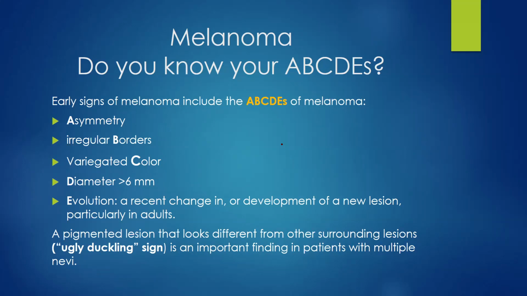melanoma. If the color is variable, or what they call variegated, that's more concerning for a melanoma. If the diameter is greater than 6 millimeters, that's also more concerning. And if the lesion is evolving, that's more concerning. The ugly duckling sign is when the patient has a bunch of atypical nevi and then one of those lesions does not look the same. That is also suspicious.